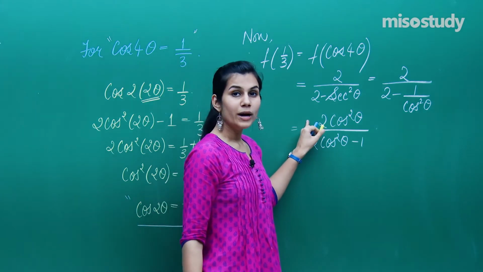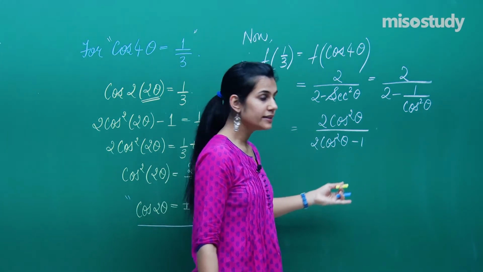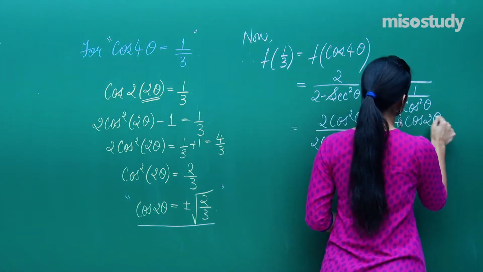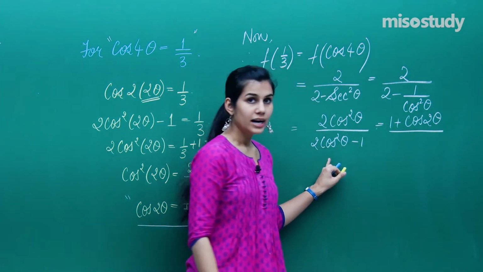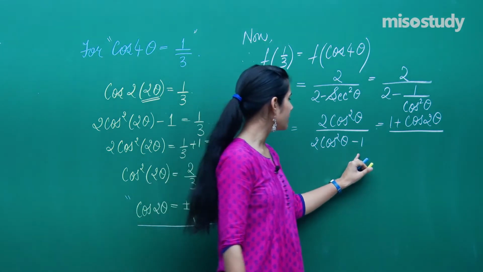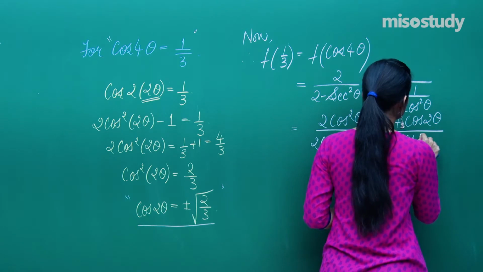Now you know 1 plus cos 2 theta is 2 cos squared theta. So this will be 1 plus cos 2 theta whole upon, again, 1 plus cos 2 theta is 2 cos squared theta. So 2 cos squared theta minus 1 is cos 2 theta.